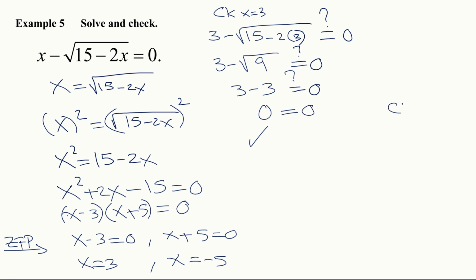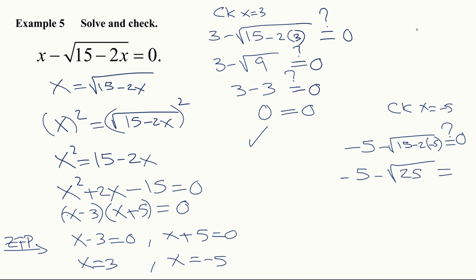So now we're checking x equals negative 5. So we have negative 5 minus square root of 15 minus 2 times negative 5. We want to know if that's equal to 0. So we have negative 5 minus, now inside we get 15 plus 10, which is 25. So square root of 25, we want to know if that's 0. That's negative 5 minus 5. We want to know if that's equal to 0.